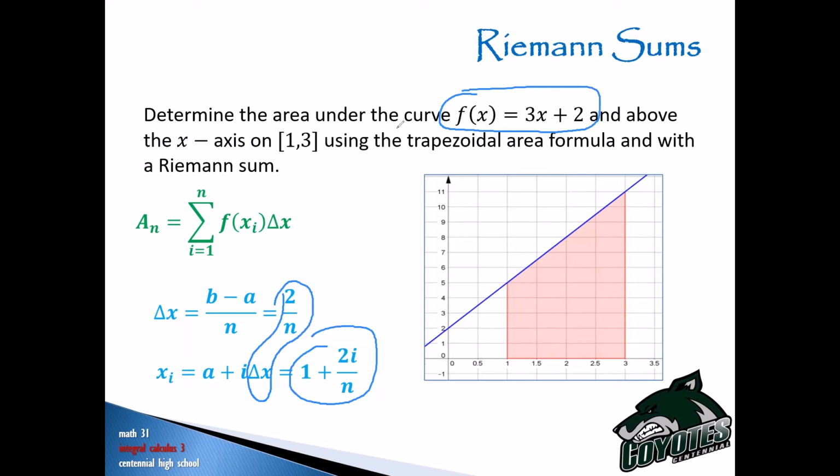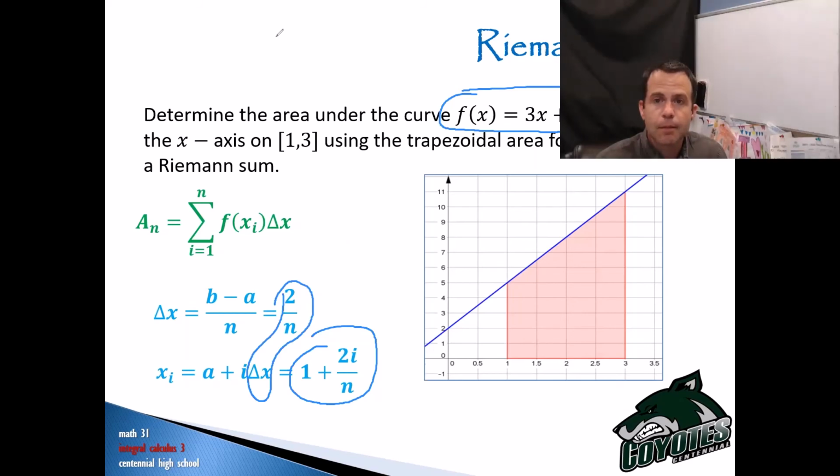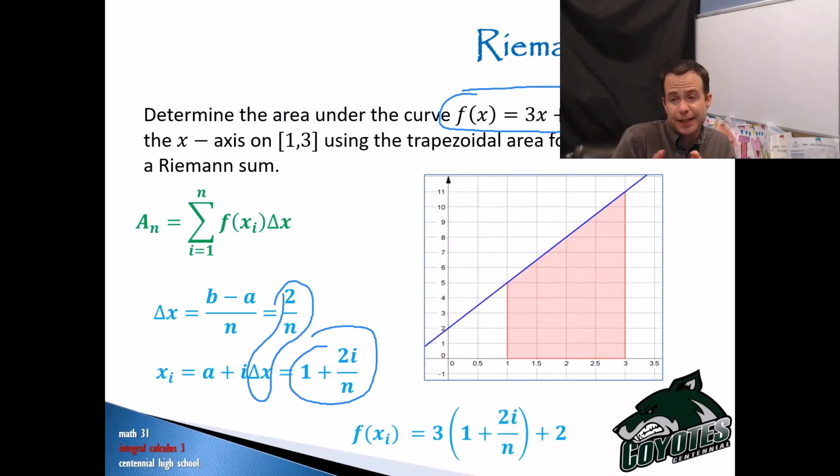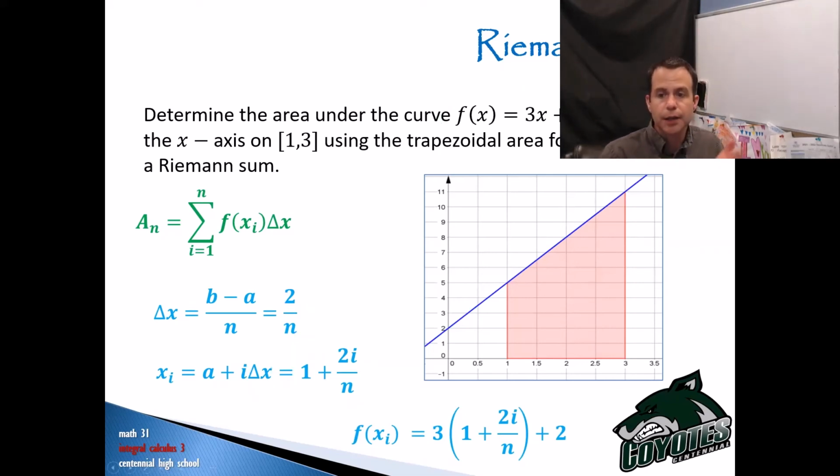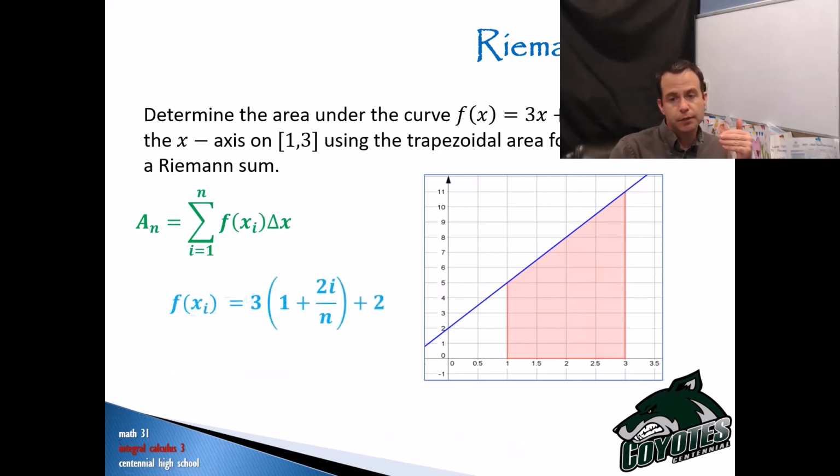Okay, so that's going to be 3 times x, but x is now 1 plus 2i over n, plus 2. Okay, all right, so now I'm going to clean that up a little bit. 3 times 1 is 3. I also have a plus 2 there, so that's going to add together to give me 5. And 3 times 2i over n would be 6i over n. So f of x subscript i is 5 plus 6i over n.